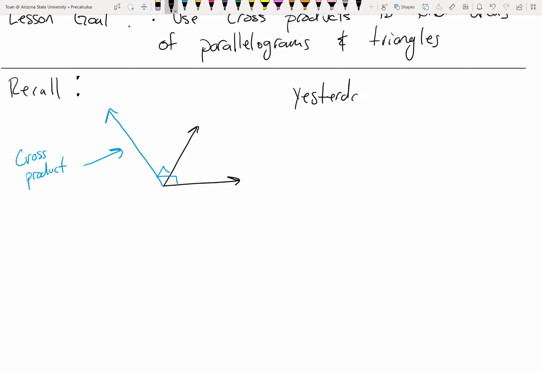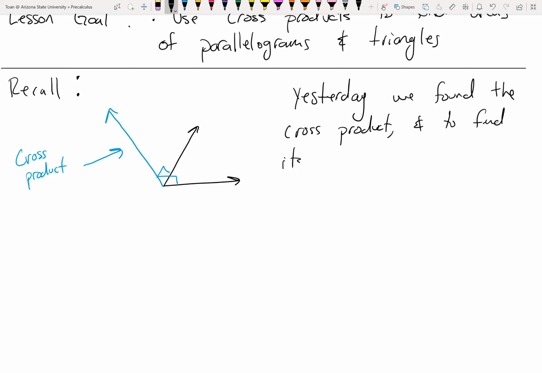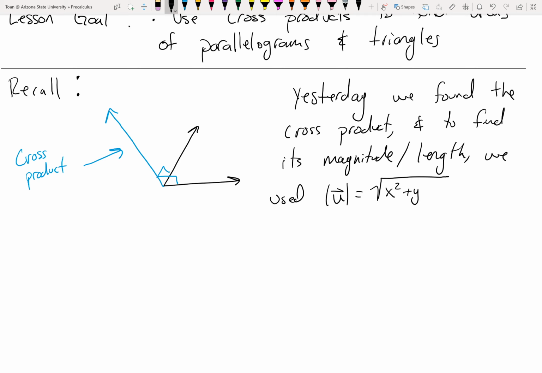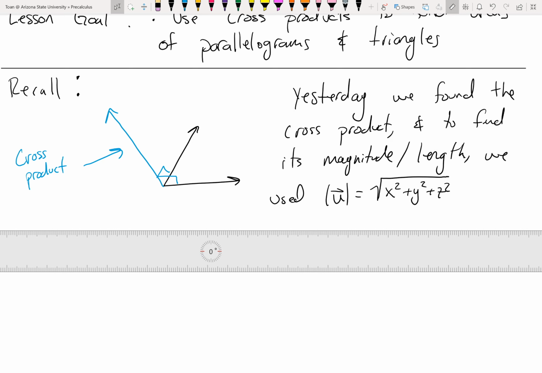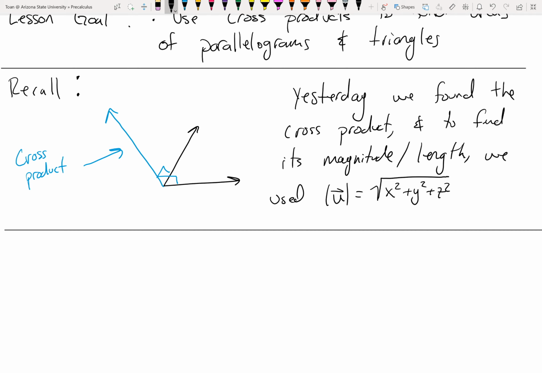Yesterday, we found the cross product, and to find its magnitude or length, we used the formula that the magnitude of any three-dimensional vector is the square root of the x component squared plus the y component squared plus the z component squared. Well, what today's going to talk about is there's actually another formula to find the magnitude of a vector, or the cross product, or in other words, the length of the cross product.